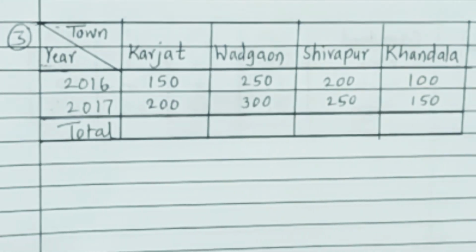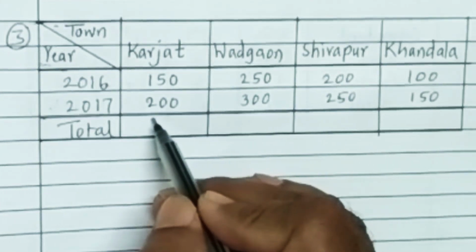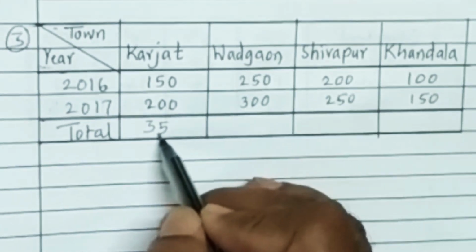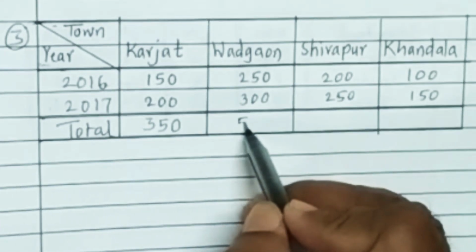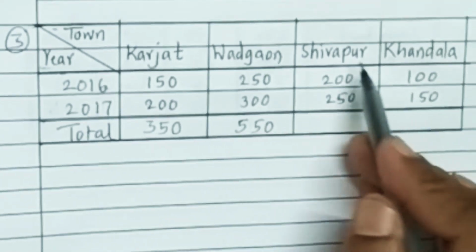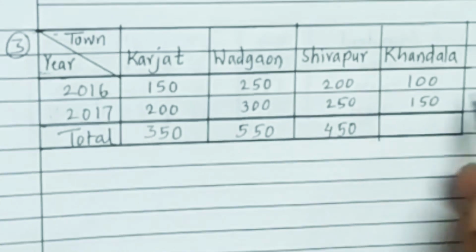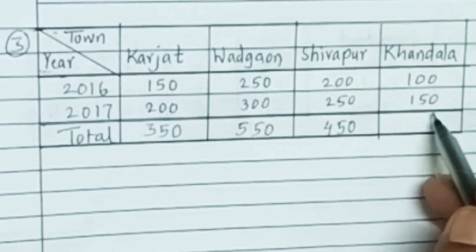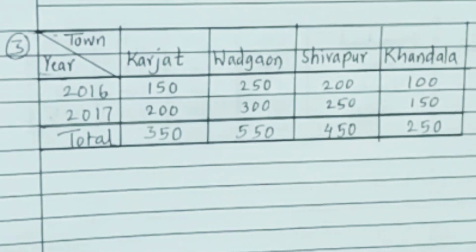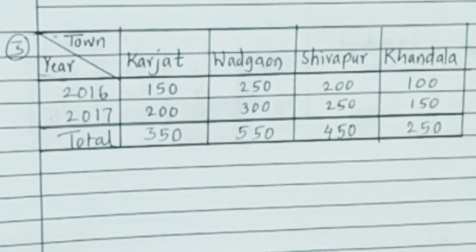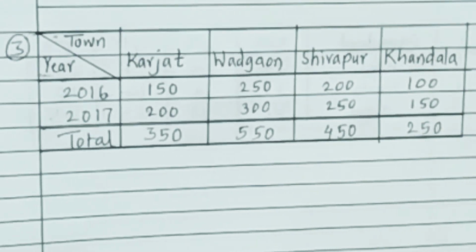So the total number of saplings planted in Karjat in 2016 and 2017 is 350. Total saplings in Vadgaon is 550. Shivapur it is 450, 200 plus 250, and last, Khandala, 100 plus 150 is 250 saplings planted. So we have to represent this data by a subdivided bar graph.